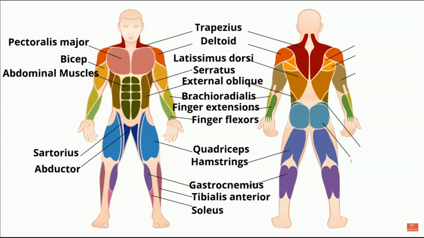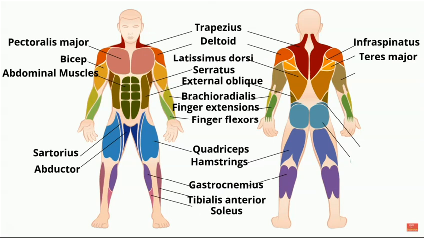The infraspinatus muscle is a thick triangular muscle, and it's one of the 4 muscles of the rotator cuff. Its function is to rotate the humerus and stabilize the shoulder. The teres major helps rotate the humerus and assists the latissimus dorsi in drawing the previously raised humerus downwards and backwards. The tricep is a large muscle on the back of the upper arm and is responsible for straightening the arm.